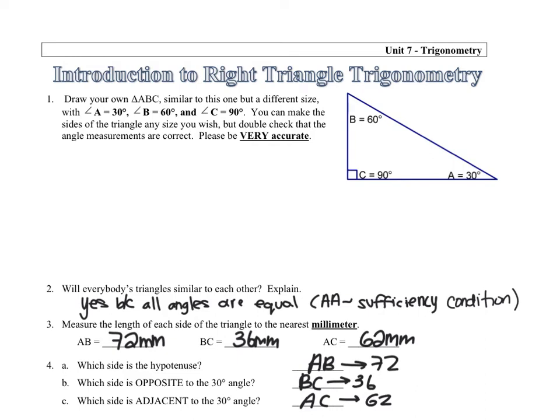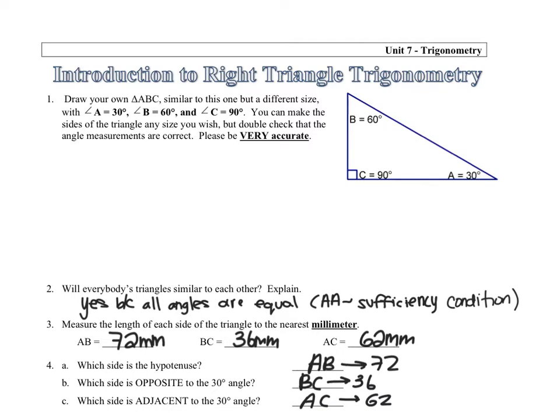Alright, so this is your introduction video to right triangle trigonometry and SOHCAHTOA. Now I hope you already went through this investigation on your own and you're just watching this video to double check your work. So we're given this triangle that has a 90-degree angle, 30-degree, and a 60-degree, and you have to draw your own, and hopefully you did that.